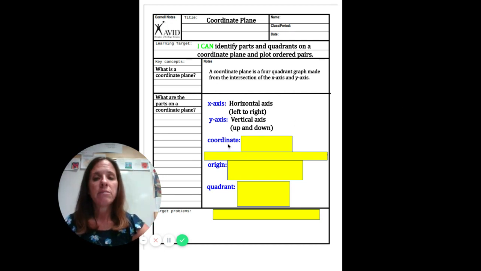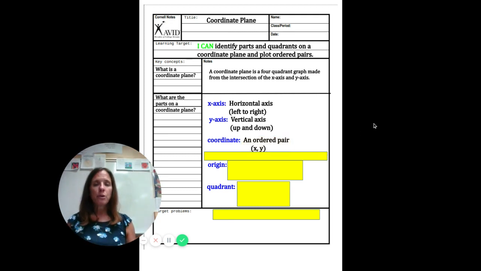A coordinate, which is actually in the title of coordinate plane. A coordinate is an ordered pair, so that's another term you can use for coordinate. And we write the ordered pair in terms of x, comma, y. So your x comes first, your left or right comes first, and your y comes second, up or down.